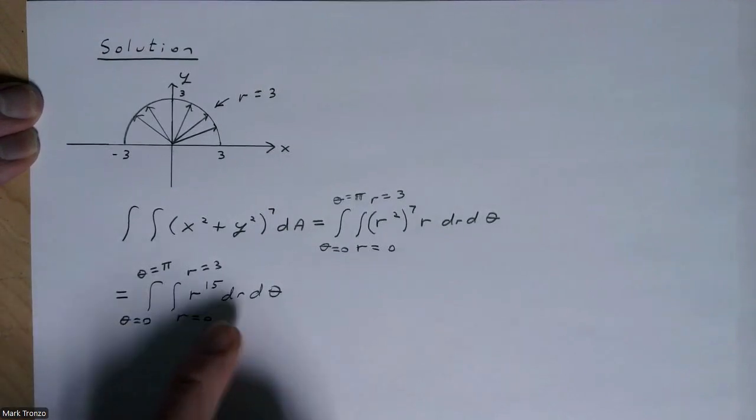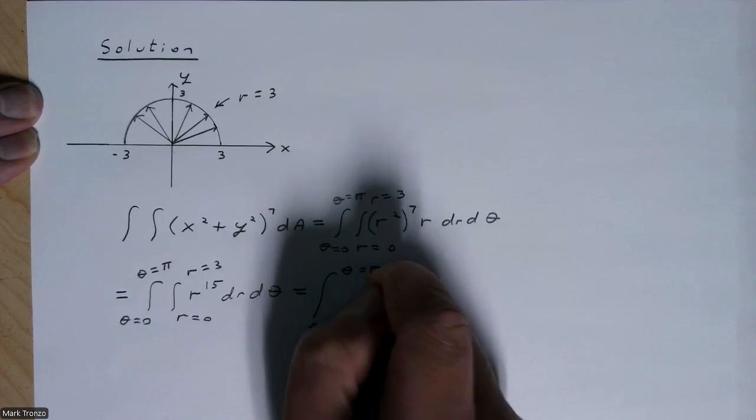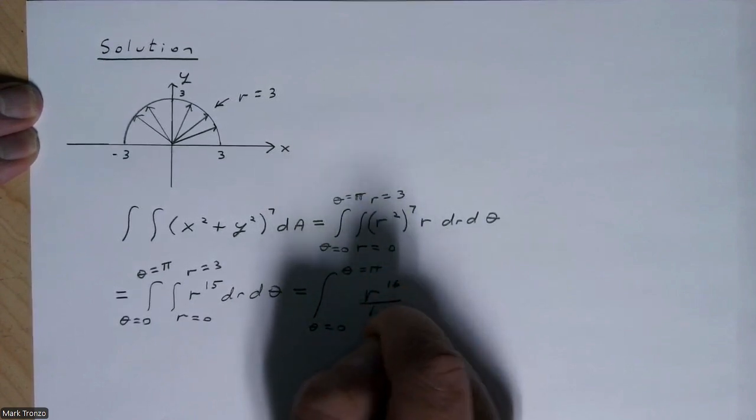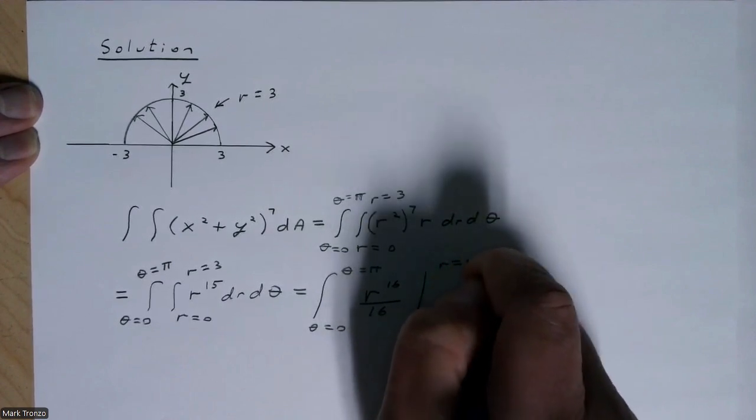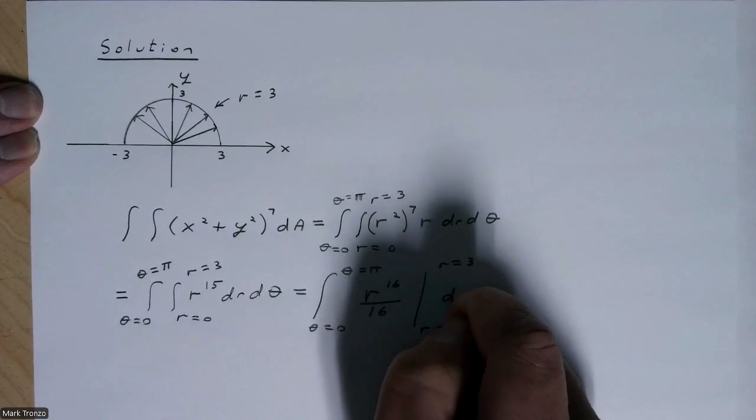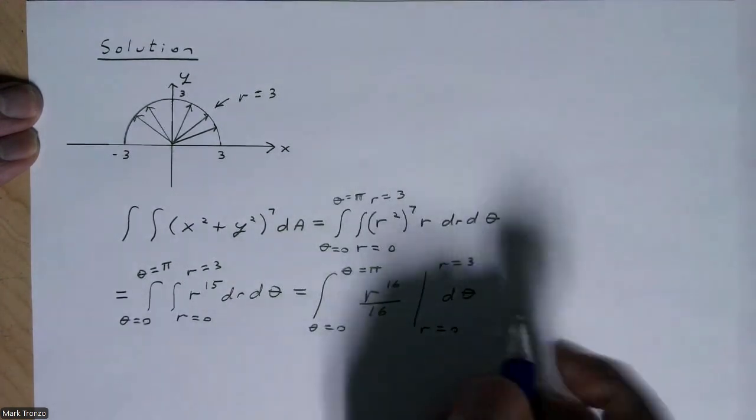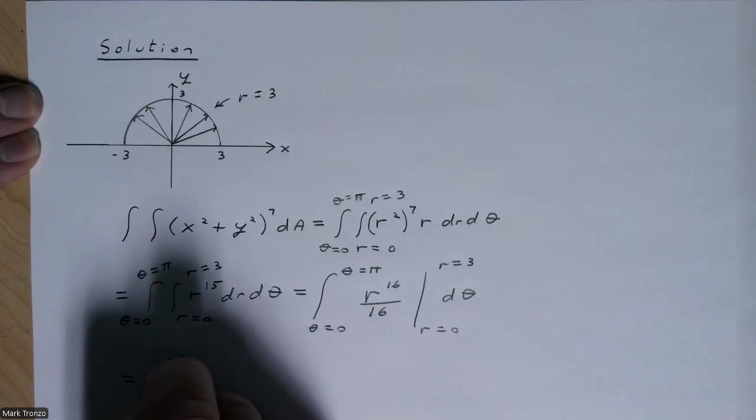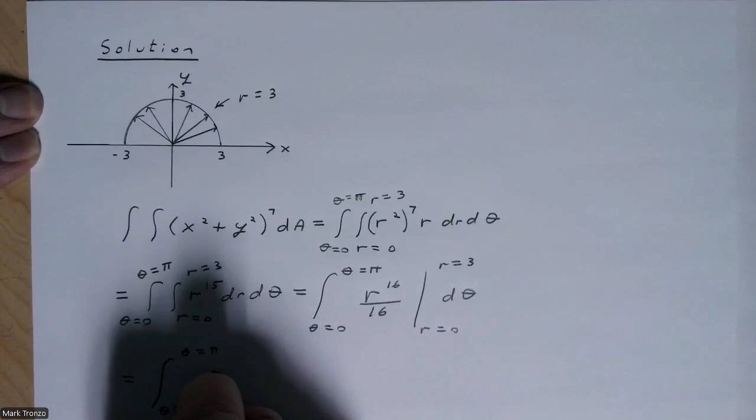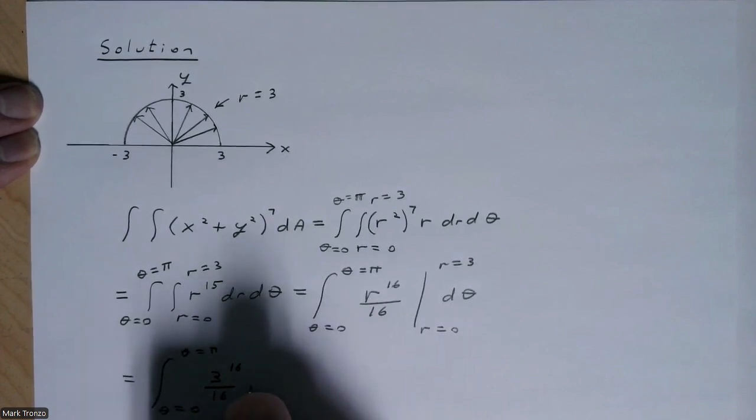Like this. Then we'll go ahead and integrate this. And again, integrating r to the 16 over 16. Then substitute your bounds. So this is going to be 3 to the 16th. And then the lower bound is going to be 0. So when you put 0 in there, you get 0. So I'm just going to leave that off.